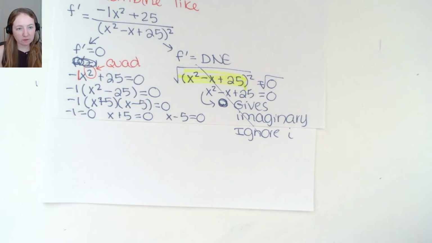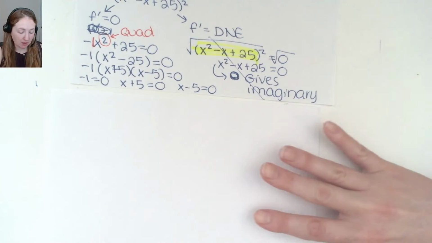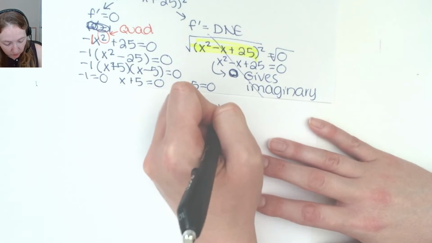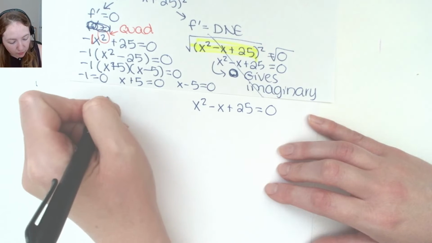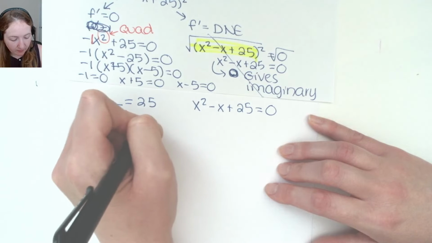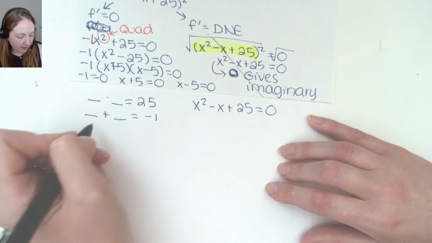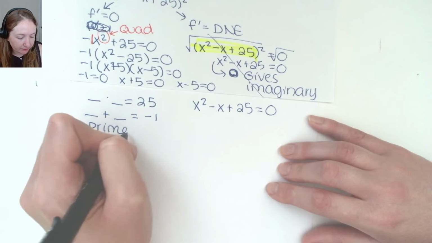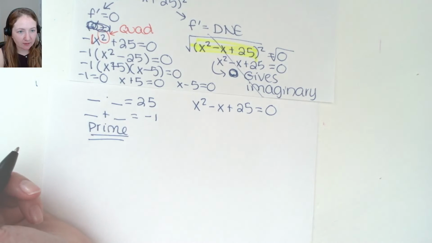Now, one thing I will say is, let's say you had not looked at the domain and you were just looking at x squared minus x plus 25 equal to 0. When you try to factor it and you think about those factors of 25 that add up to -1, and you can't find a solution to that, you would say it's a prime polynomial. That is usually a good hint that it might be giving you imaginary solutions.